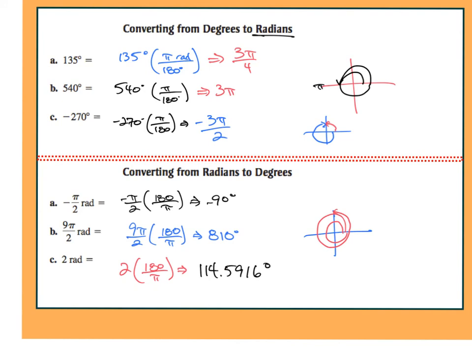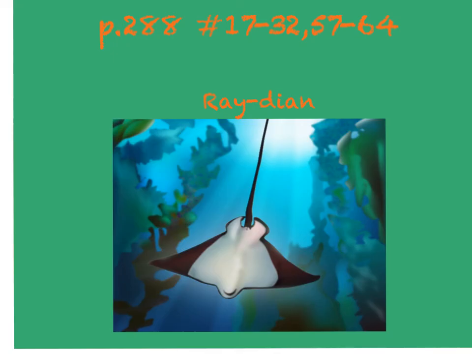114.5916 degrees. All right. What quadrant is 114.5916 degrees in? It's in the second quadrant, because it's just after 90 and it's not quite to 180. All right. Pretty good. Work on your radians.